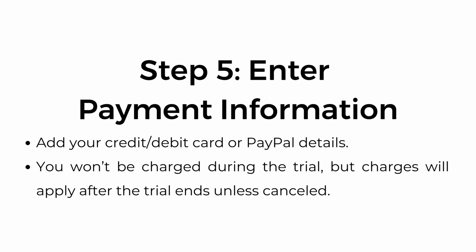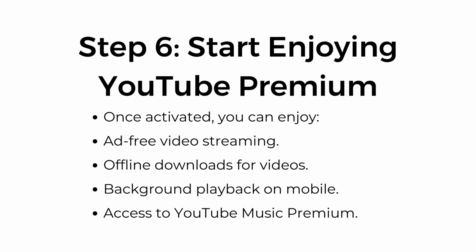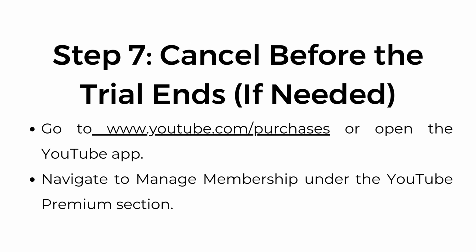Step 5. Enter payment information. Add your credit or debit card or PayPal details. You won't be charged during the trial, but charges will apply after the trial ends unless canceled. Step 6. Start enjoying YouTube Premium. Once activated, you can enjoy ad-free video streaming, offline downloads for videos, background playback on mobile, access to YouTube Music Premium.